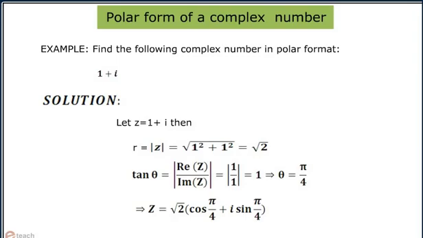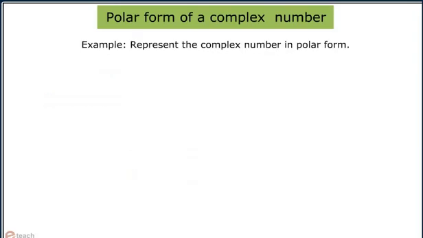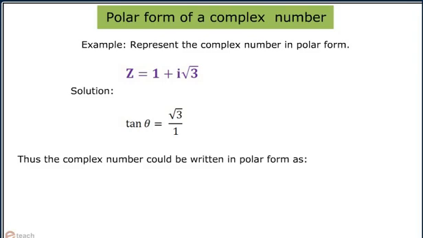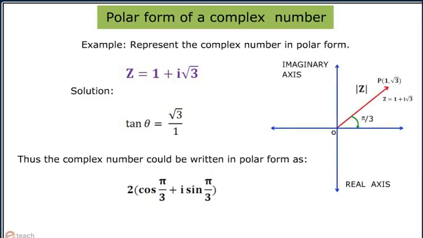Let us take another example. Represent the complex number z equals 1 plus iota times root 3 in polar format. Let us see the solution. Here, tan theta is equal to under root of 3 by 1. Thus, the complex number could be written in polar form as 2 times (cos pi by 3 plus iota sin pi by 3). This complex number is also shown on the graph.